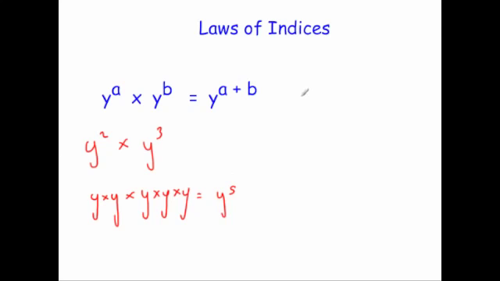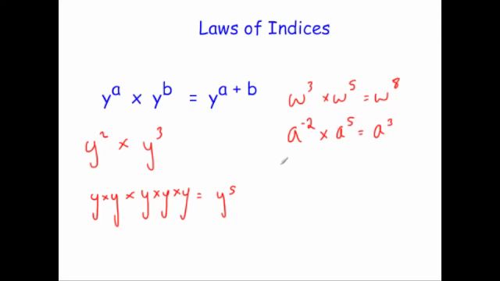Let's have a look at some examples. So w to the power of 3 times w to the power of 5. We add the powers together, so you're going to get w to the power of 8. If we had a to the power of minus 2, and we times that by a to the power of 5, well, again you add the powers, minus 2 plus 5, well that's 3, so you get a cubed.